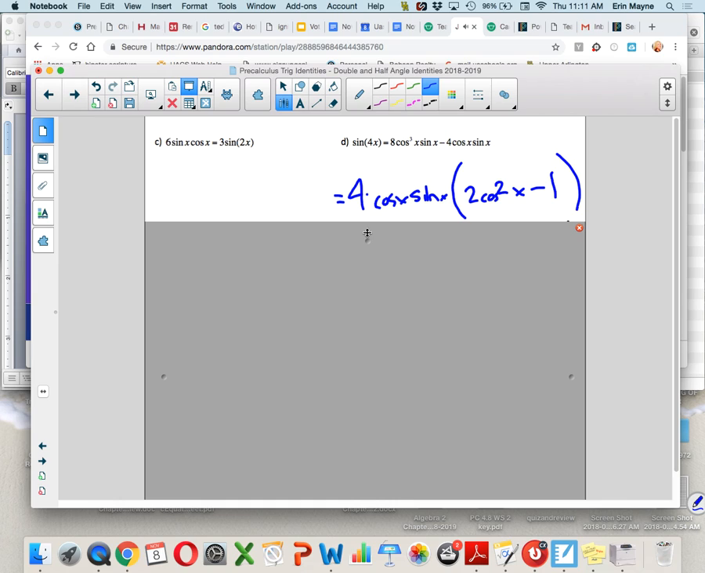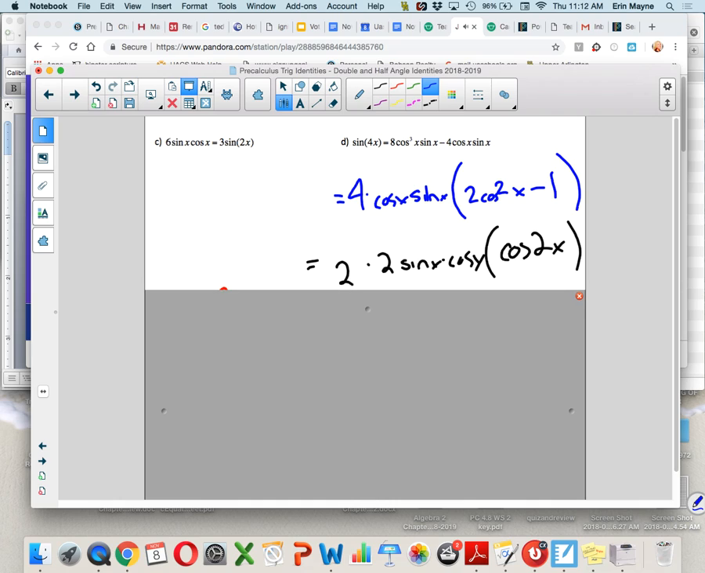When I factor that out, I have 2 cosine squared x minus 1. Now, you're not great at this yet, and that's no big deal, but look at the bottom left-hand corner of your identity page. Factoring makes sense here. It's equal to cosine of 2x. We haven't proven this one yet, but the truth is that 2 cosine squared x minus 1 is cosine of 2x. Do you see it on your identity sheet?